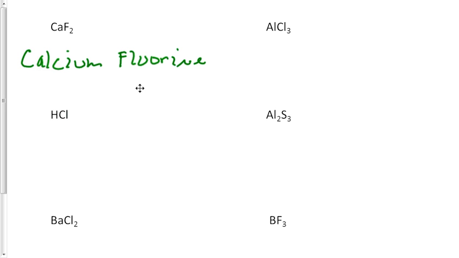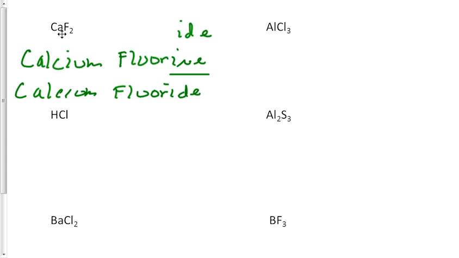And I need to name it. Now we do need to take this last part and take it off, and then we add IDE instead. So this compound is called calcium fluoride. So please notice it's always the second part that gets its name changed, and the first one is just the element name. Let's try the next one.